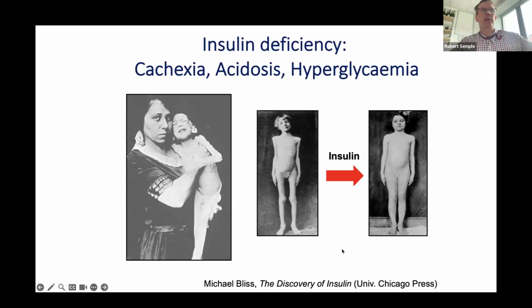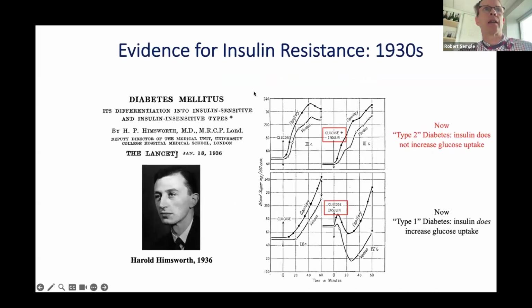And yet, within 4 months of administration of insulin, you can see the dramatic change in body composition. So the syndrome of insulin deficiency is a horrible and dramatic one of cachexia, acidosis, hyperglycemia, and death. And just to remind you, it was really Harold Himsworth who mostly formalized in the 1930s the fact that not everybody behaved like that. So indeed, there was a population of people with diabetes who did spectacularly well with insulin.